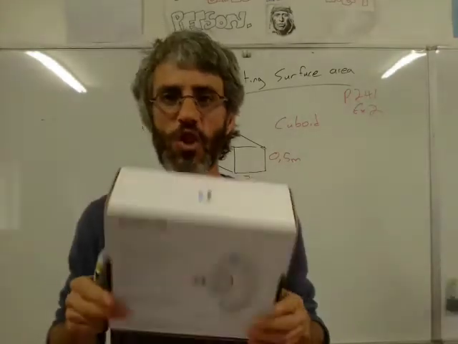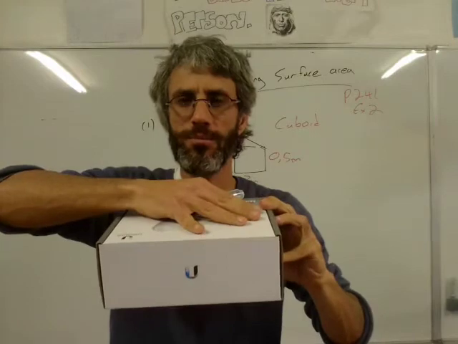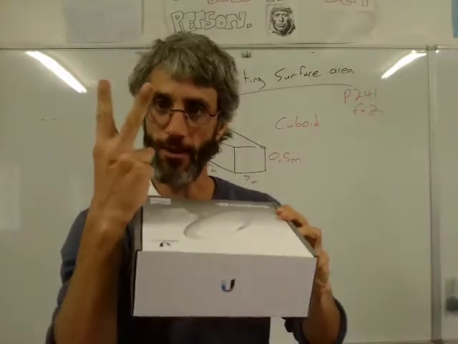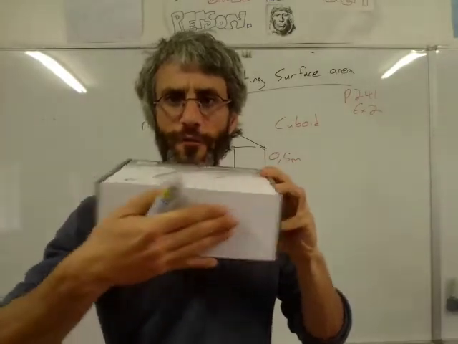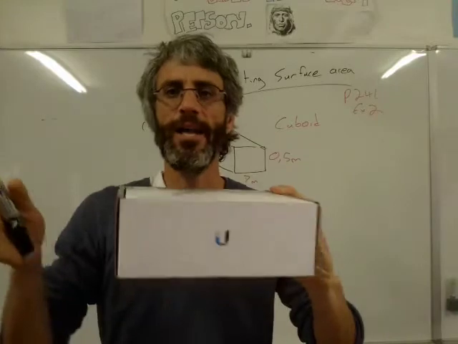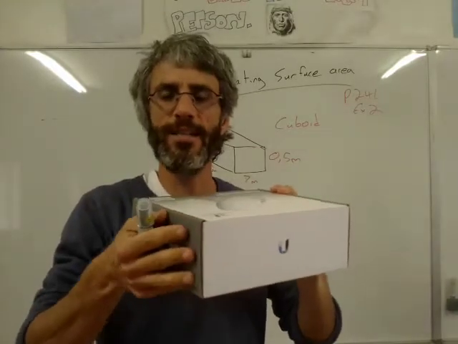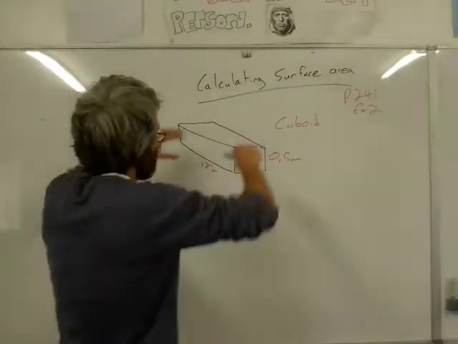So we have 3 pairs of identical sides. To calculate the surface area, we need to calculate the area of the top and times it by 2 because we have top and bottom. Calculate the area of the front and double it because we also have the same in the back. And calculate the area of one side and double it because we've got 2 of those. So let's do that.